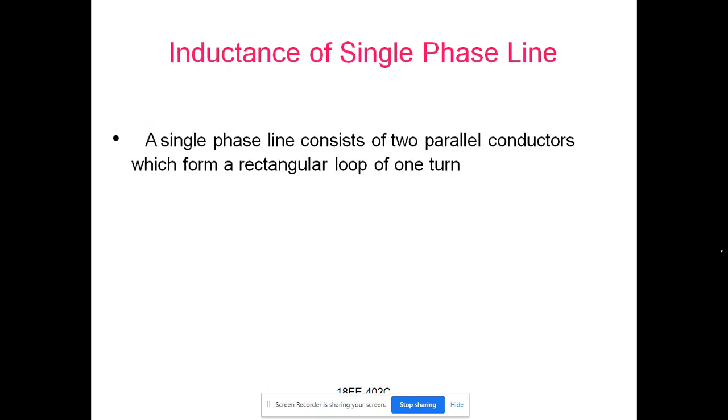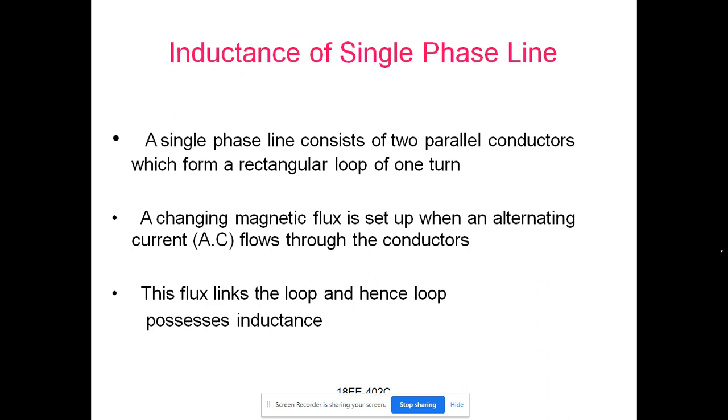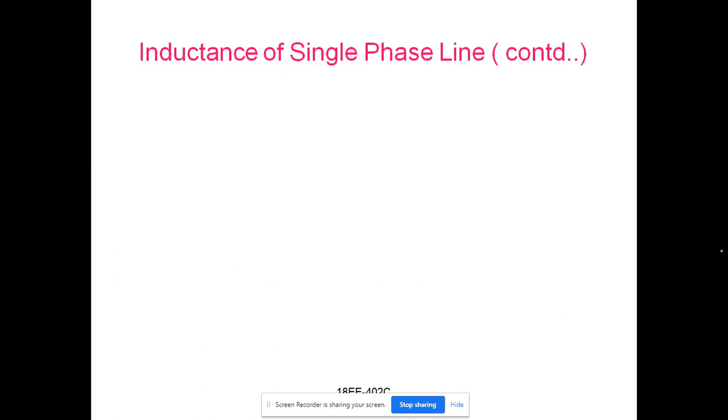Now, let us consider a single phase line consisting of two parallel conductors which form a rectangular loop of one turn. A changing magnetic flux is set up when an alternating current is flowing through the conductors. This flux links the loop and hence the loop possesses inductance. In this way, transmission lines possess certain inductance.